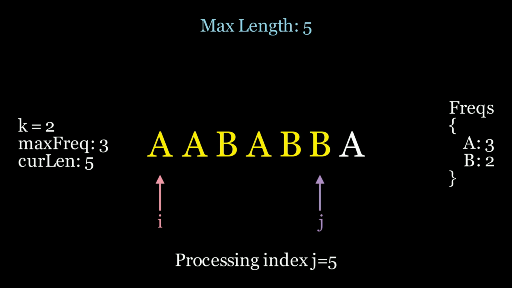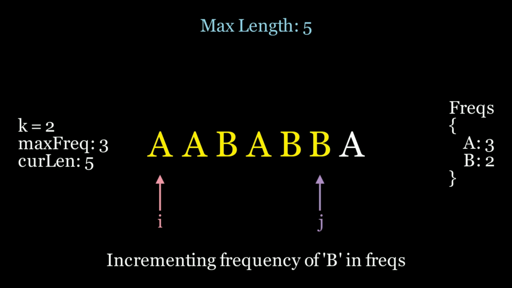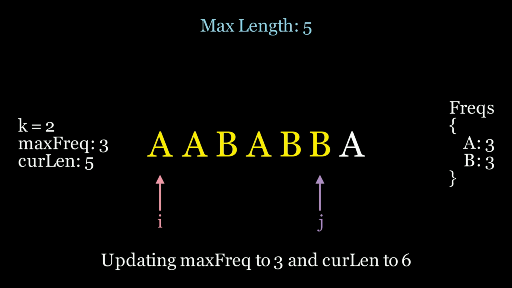Now we go on to the next B. Now the frequency of B is 3. And now this is where it's interesting. You could either choose to replace 3 A's or 3 B's. And in this case, the max frequency stays 3, right? Max frequency doesn't care about the letter A per se. It just cares about the most popular letter. In this case, they're equal. So we update max frequency to 3. It just stays the same. And we update the curLen to 6.